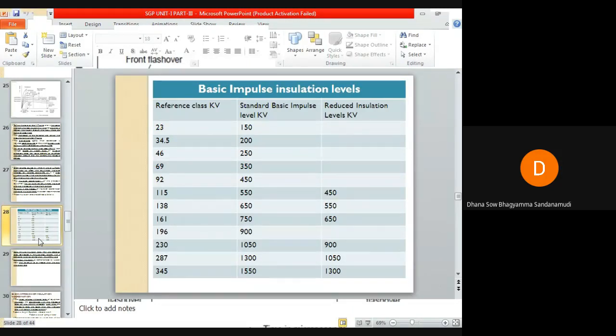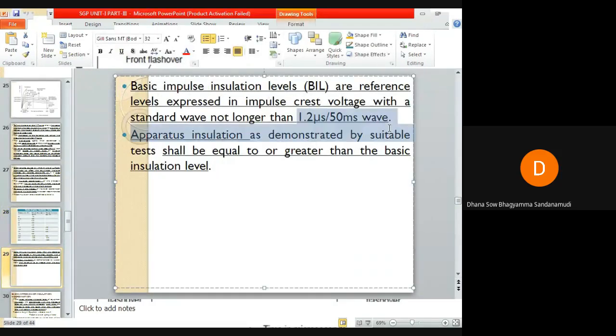So whatever the manufacturers manufacture, the transformer, they will provide proper insulation to the equipment, and they will bring it to the CPRI for the insulation breakdown test. The insulation breakdown test is done in the impulse generator, which is available in CPRI. They will keep the transformer, which is provided with proper insulation, within that impulse generator, and a standard impulse waveform of 1.2 microseconds to 50 milliseconds is applied on that transformer.